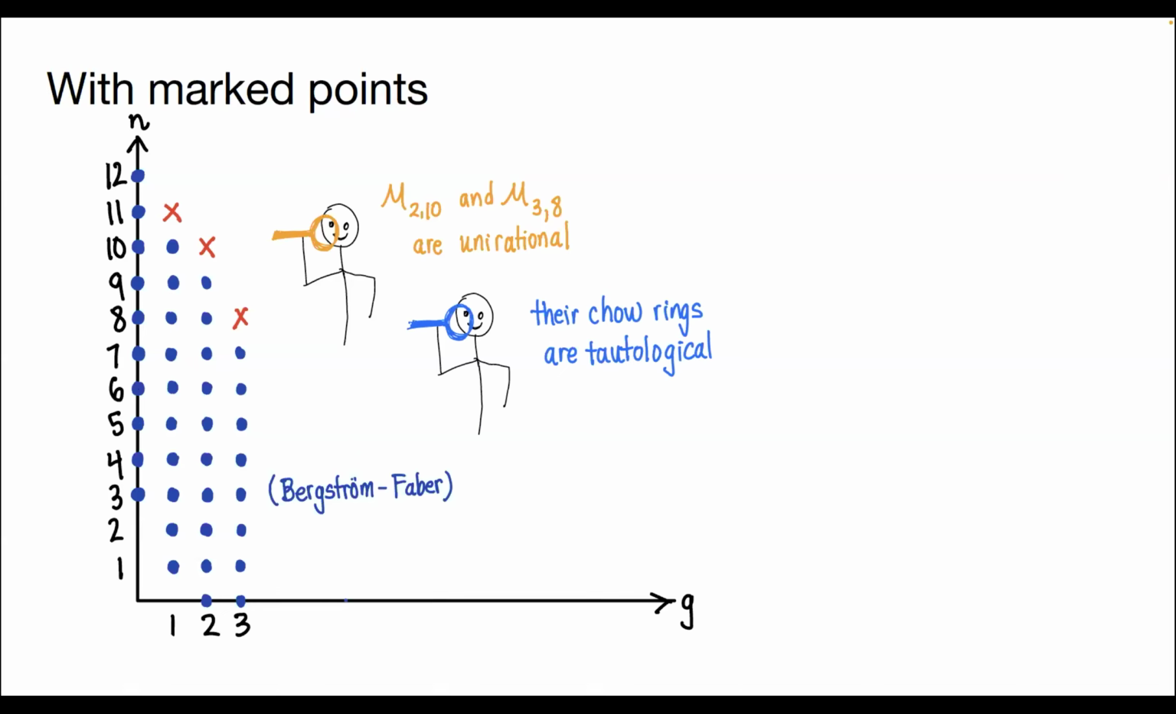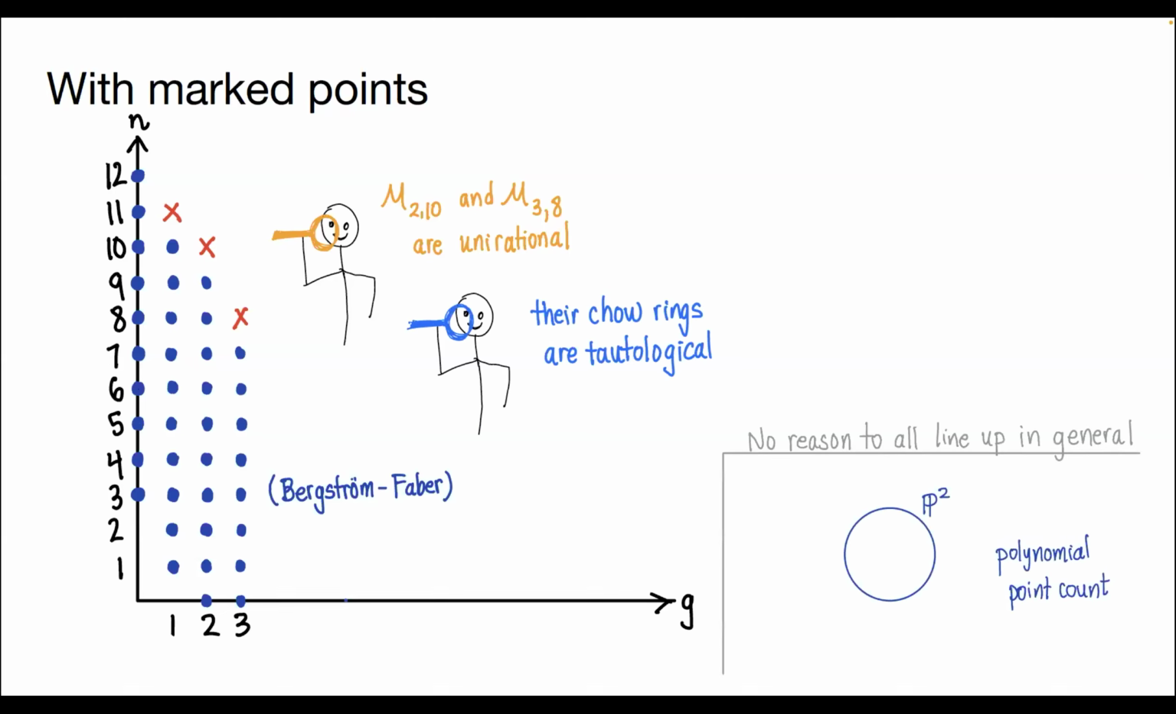So in general, there's really no reason for this cutoff to all line up between your different lenses. Just think about P^2, right? That's nice and rational, polynomial point count. But then you go ahead and remove something that does not have polynomial point count. Now it doesn't have polynomial point count, but it's still rational, still has nice Chow groups.